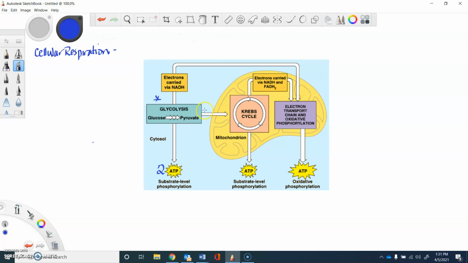If we have oxygen, the pyruvate will enter the mitochondria and be converted to acetyl-CoA and go into the Krebs cycle. Within that, we get 2 ATP. We also get the 6 carbon dioxide.